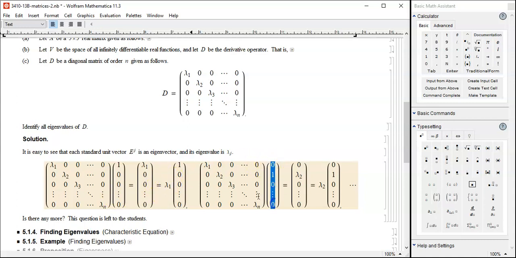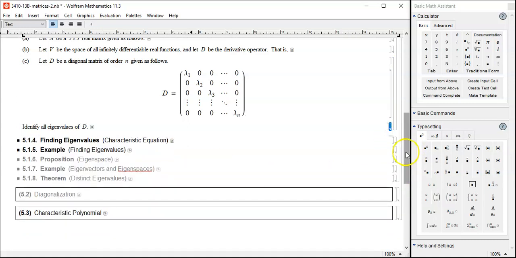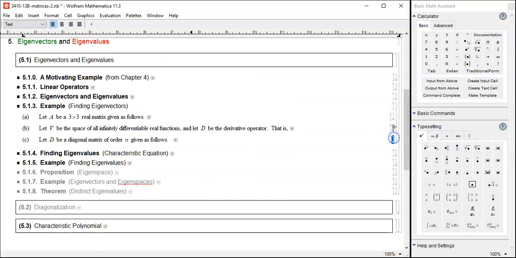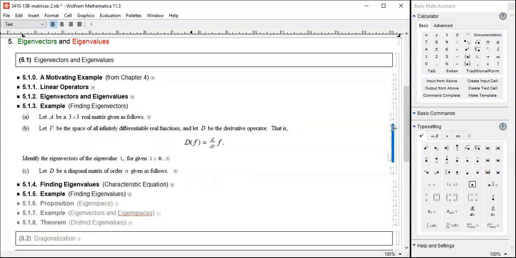Likewise, if you do E2, then only this one will contribute. Everything else will be killed by all those zeros. So we have lambda 2 times E2. So E2 is also an eigenvector, and the associated eigenvalue is lambda 2, and so on and so forth. Here, lambdas can take 0 values. So an eigenvalue may be 0, but eigenvectors are never 0 because there is a 1 somewhere. Okay, that was an example for a diagonal matrix, and here's another simple example.